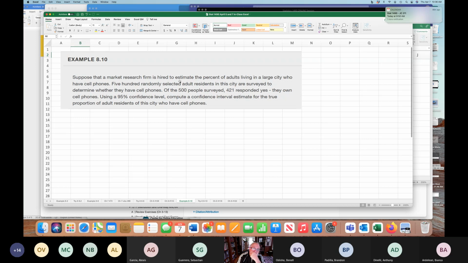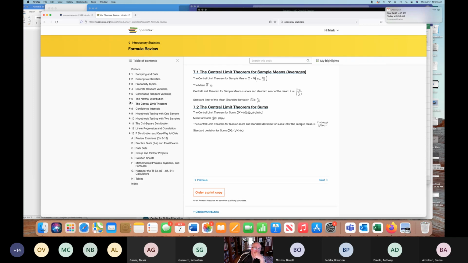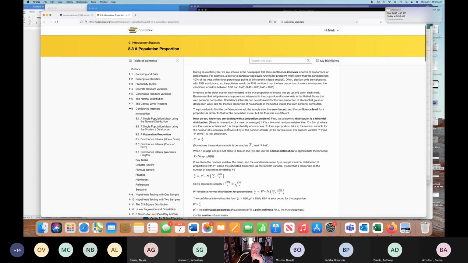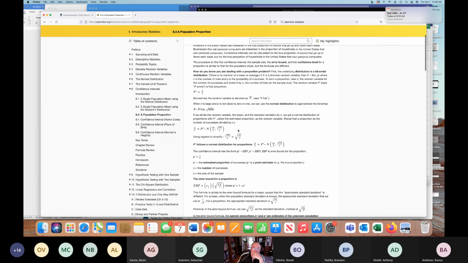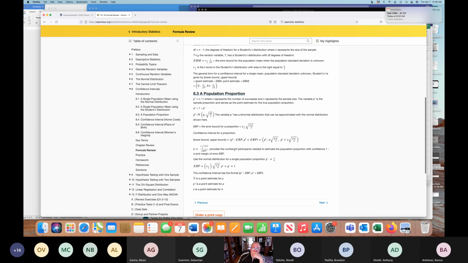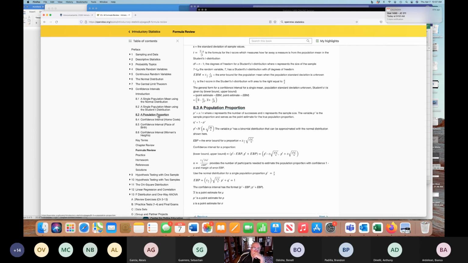How would you do that? Well, let's go look at example 8.10. It's an example. It will tell us how to do this problem. It's a population proportion. If X has a distribution, and maybe it's in the formula review. Let's see if it's there. Not quite. But we'll go here.